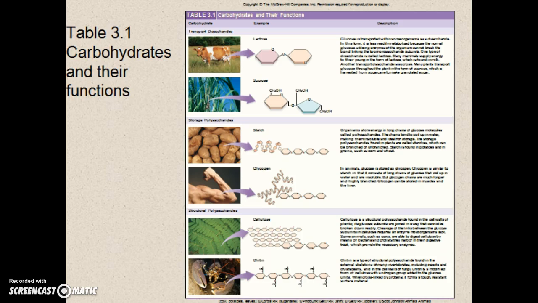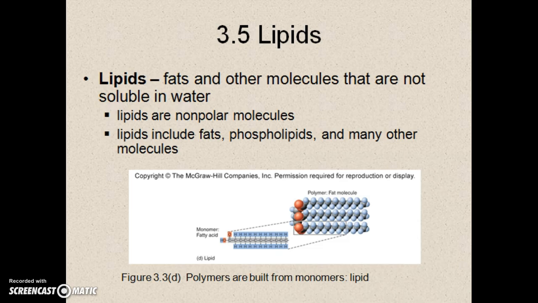Carbohydrates aren't used just for energy and storage, they can also be used for transport. And here's some nice examples of where each of these activities occurs and who can do it and what those molecules look like when you draw them out in their geometric shapes. Our last macromolecule of interest are the lipids.